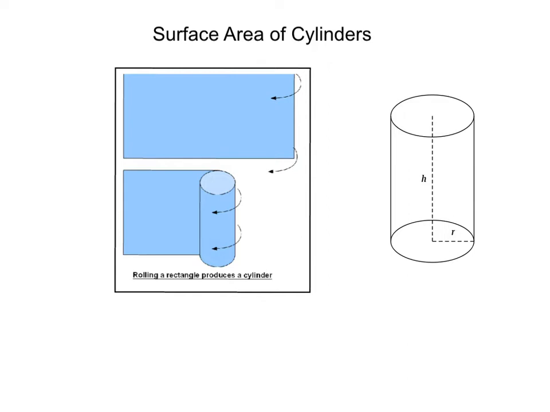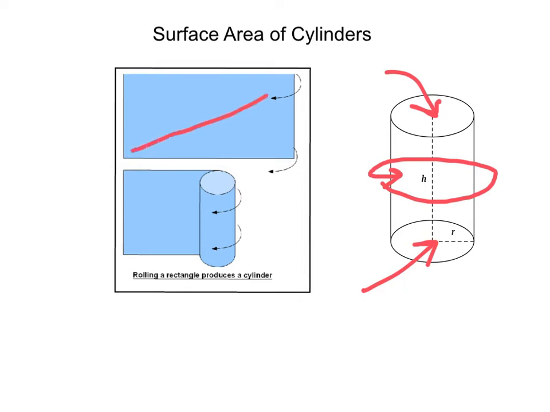Now notice a couple things. First of all, notice that the cylinder has two circular faces, here and here, and they're both identical in size. Second, notice that the curved part of our cylinder, if we were to unwind it, the curved part would equal the area of the rectangle that we started with.